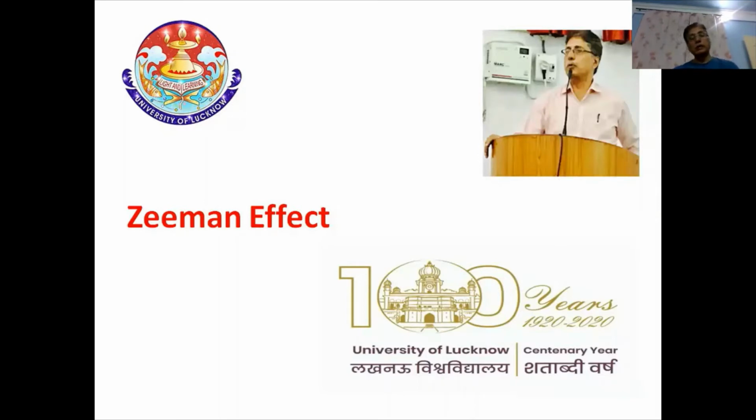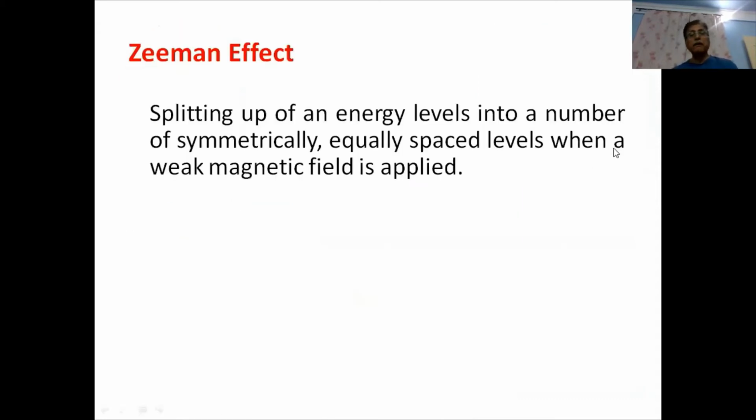We know that the P level is split into two levels, P 3/2 and P 1/2, because of a spin orbit interaction. Now, these levels will further be split into multiple levels if they are subjected to a weak magnetic field. So, the splitting of an energy level into a number of symmetrically equally spaced levels when a weak magnetic field is applied is what we call the Zeeman effect.